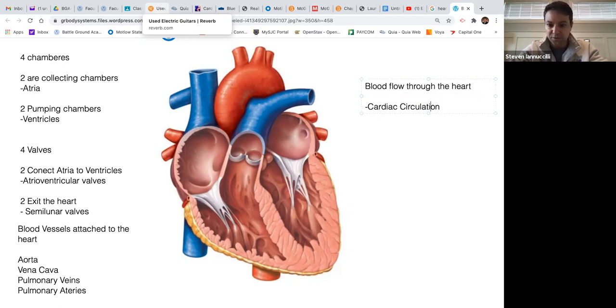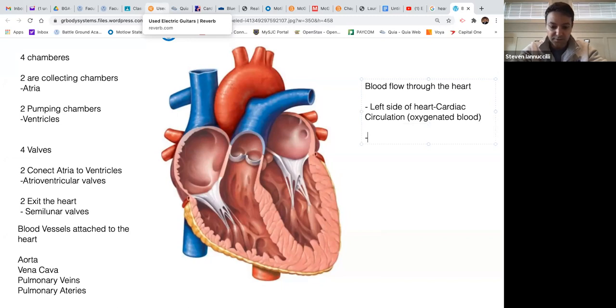Or we can also call it systolic. We'll just call it cardiac. I like calling it cardiac circulation, and that deals with oxygenated blood, and that is on the left side. So this is the left side of the heart. Left side of the heart is cardiac circulation for oxygenated blood.